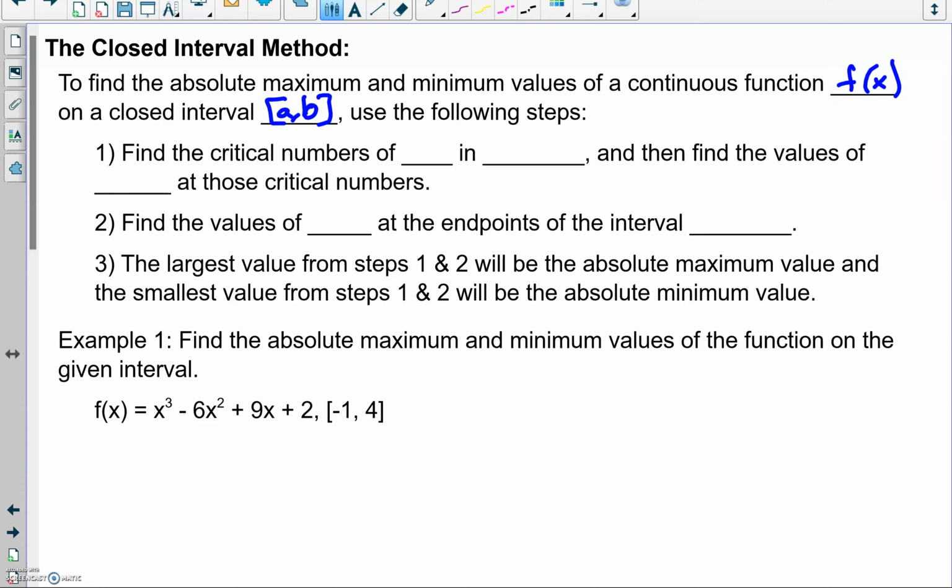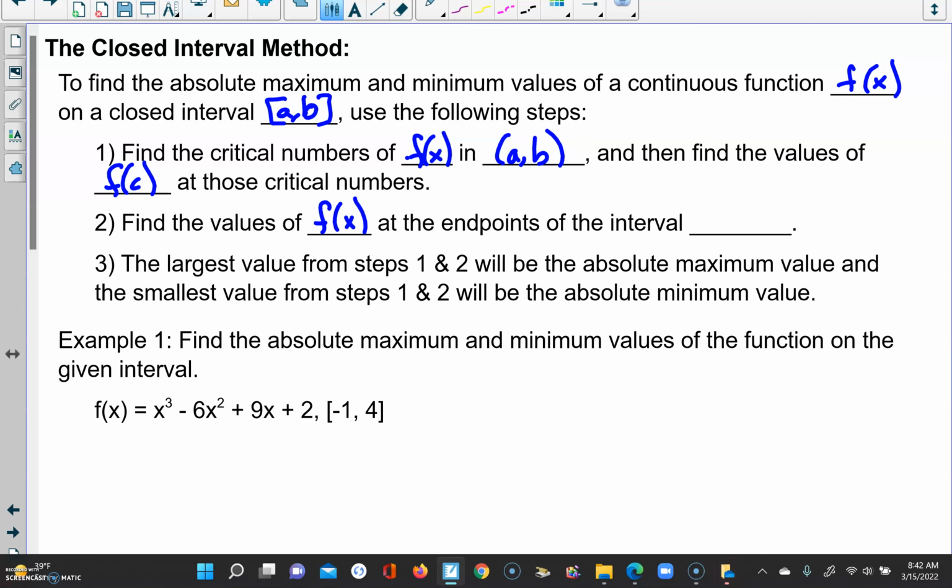So the steps here: we need to find the critical numbers of f of x in the interval a to b, and then find the values of f of c at those critical numbers. So basically we're looking in the interior of that interval, not including the endpoints. And then for step 2, you'll find the values of f of x at the endpoints, so at the a and the b in that interval a to b.